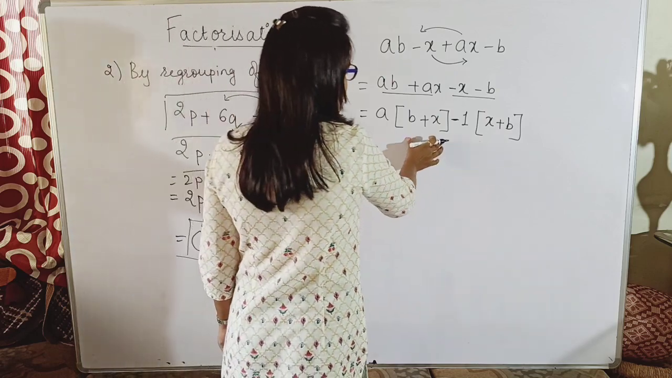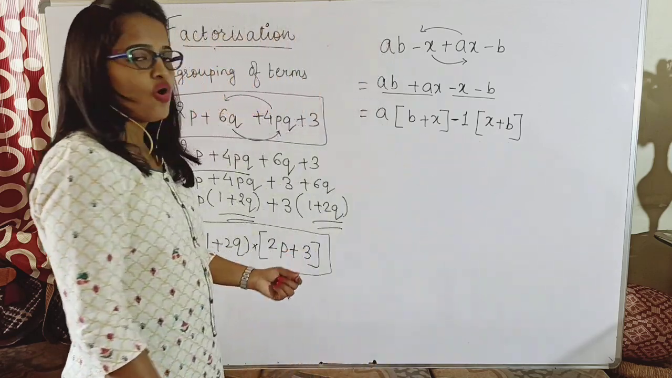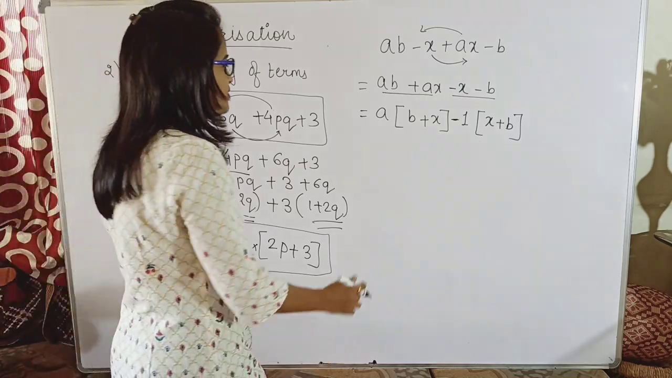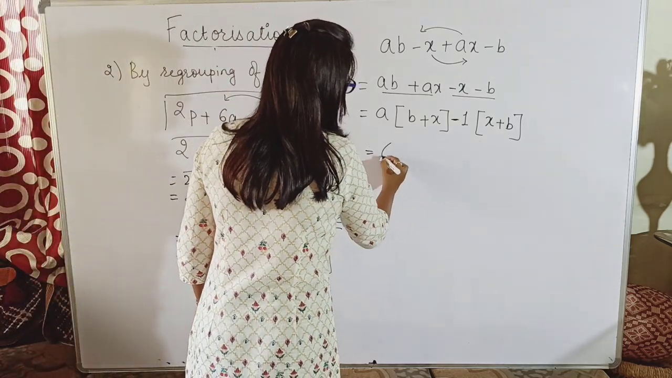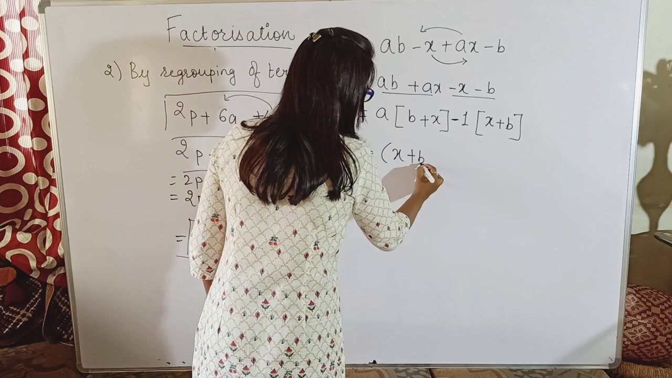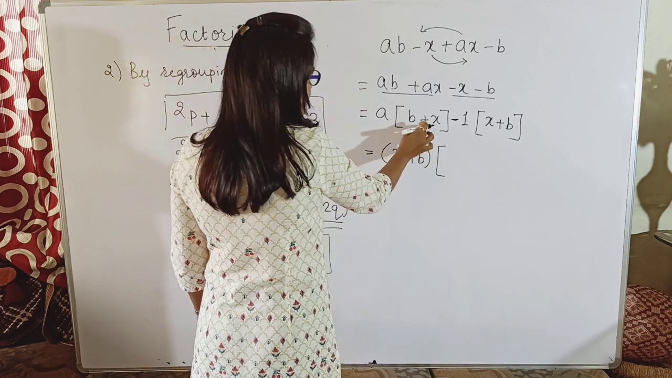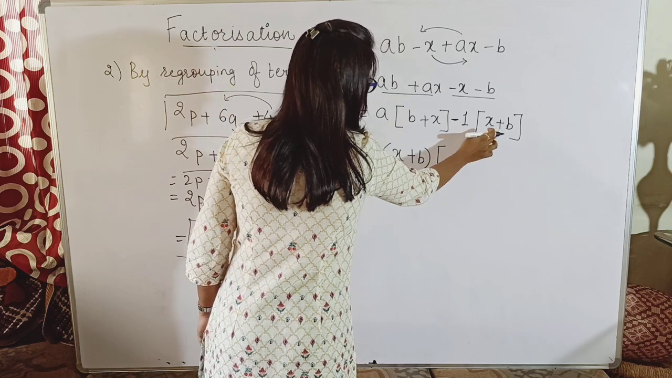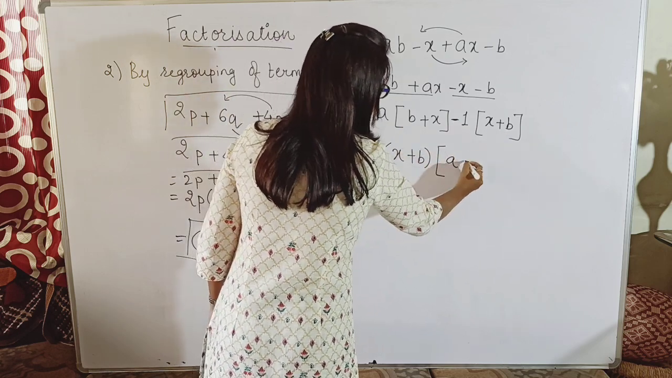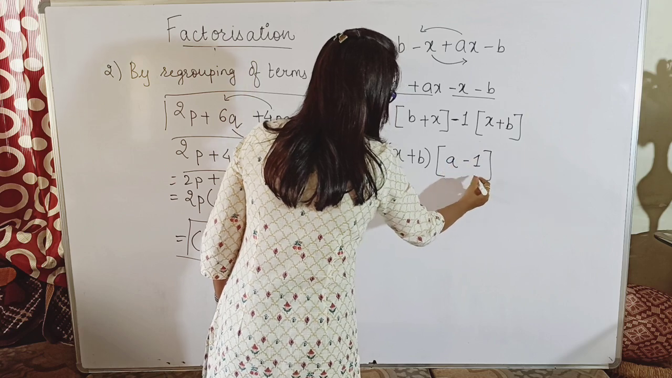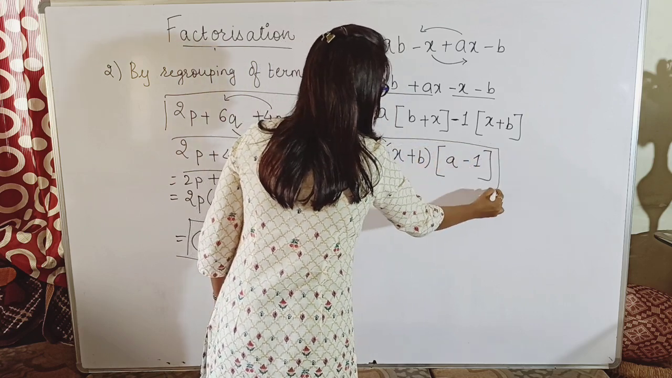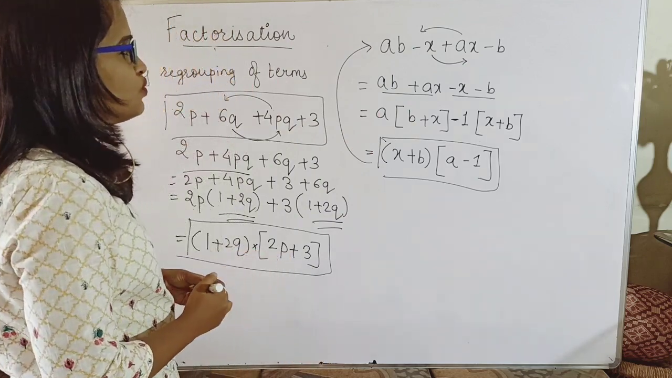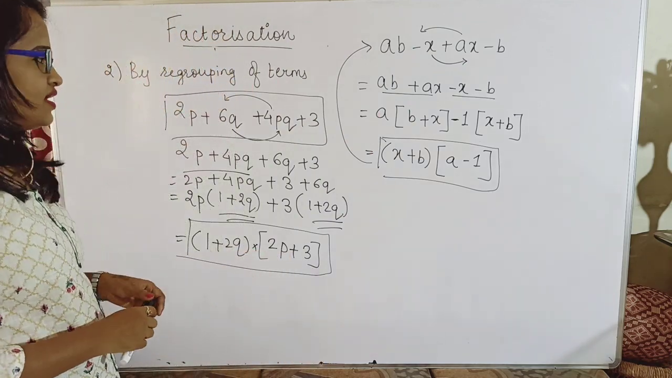Okay. Now as you can see, you have got a common bracket, that is x plus b or b plus x. Again they are the same, hence I can take that bracket common again. So x plus b is the common bracket. What is remaining? This bracket will get cancelled, so a is remaining. Similarly, this bracket and this bracket will get cancelled, so what is remaining? Minus 1. So what are the factors of the given expression? They are x plus b in one bracket and a minus 1 in another bracket.